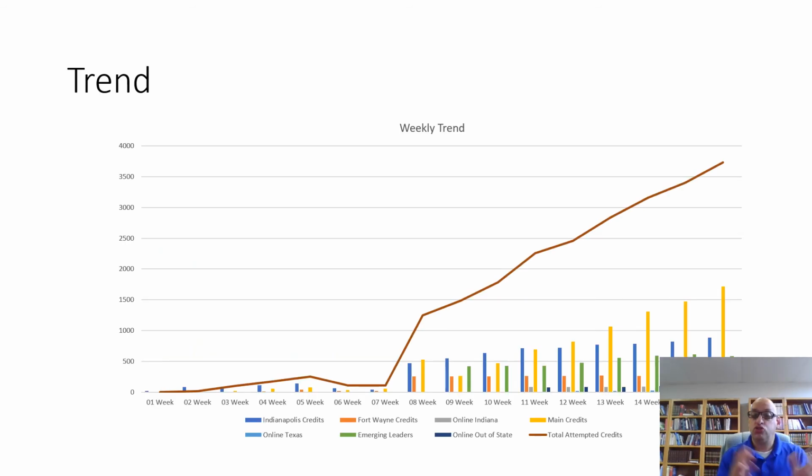I might show you trends, and here is a weekly trend line that's showing how our growth in credits is increasing each week, and I'm following that trend line.